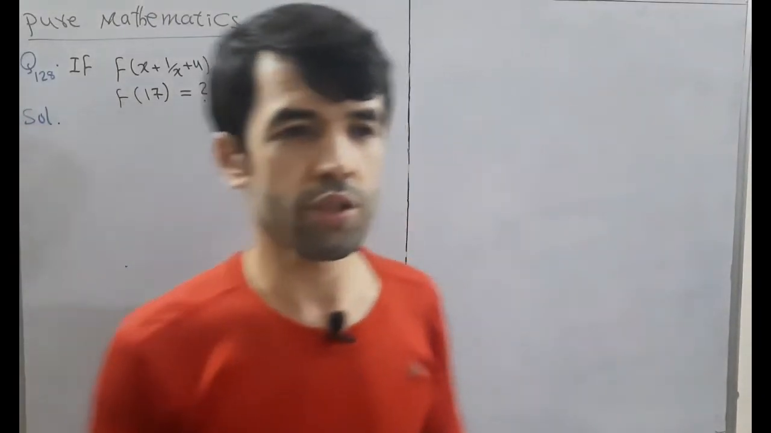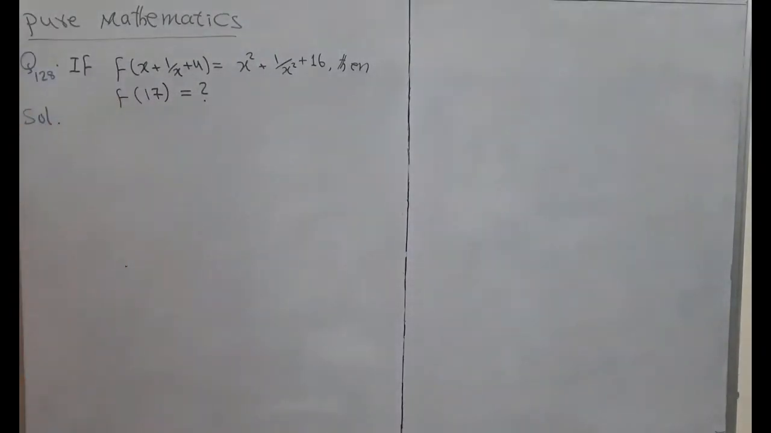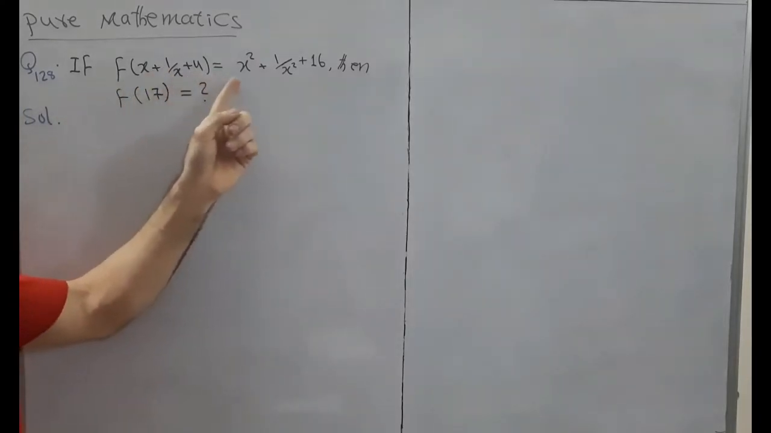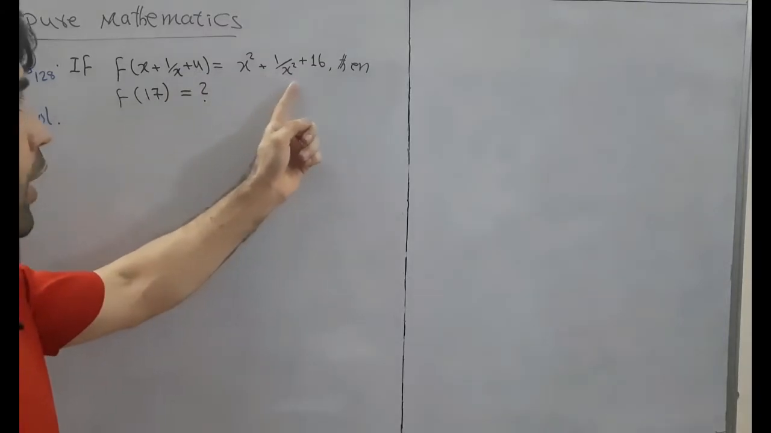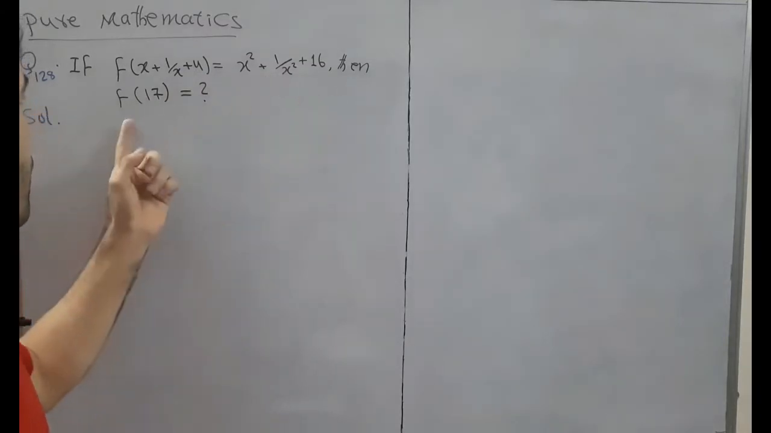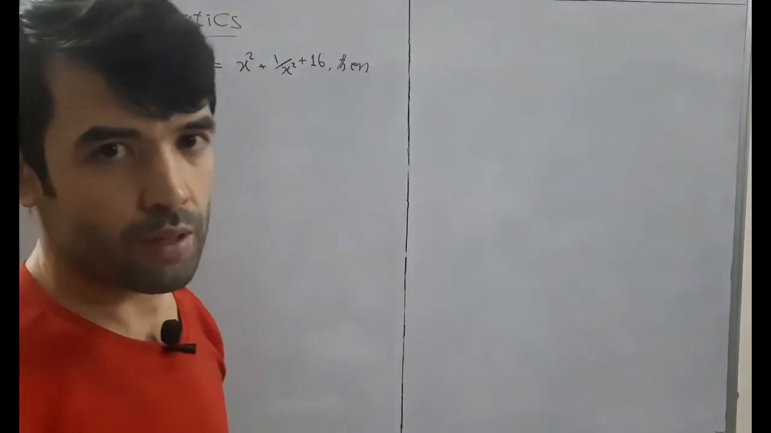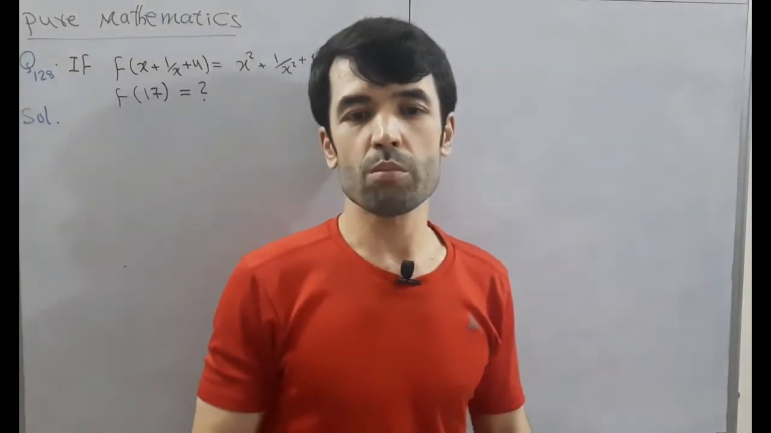It is solution of challenging math question class. It is question 128. In this class, we want to solve this problem: if f of x plus 1 over x plus 4 is equal to x squared plus 1 over x squared plus 16, then find the value of f of 17. f of 17 is equal to question mark.